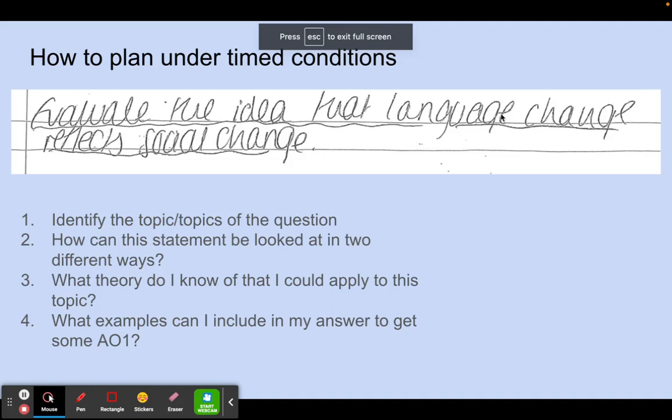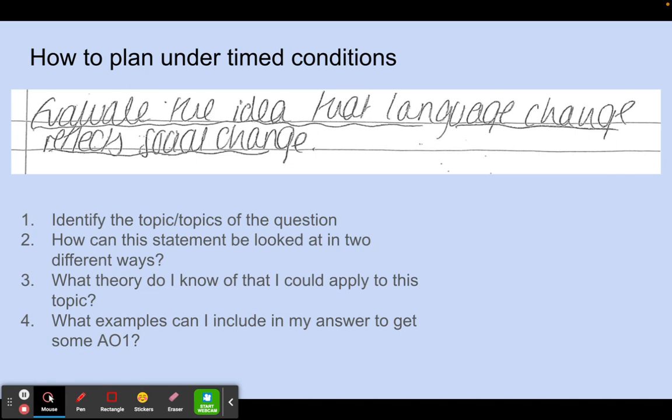Cool. So at this point, you have identified what the key skills are for this question. You've already done ample revision and preparation for the question. Now you find yourself in that exam hall under time conditions, and you've got that question in front of you. How on earth are you going to plan?